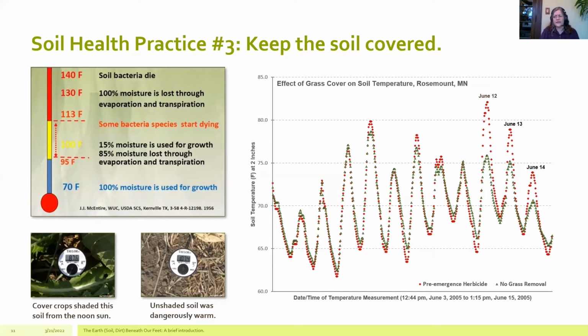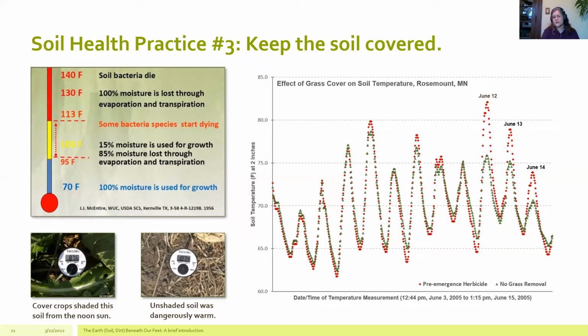If you look at the right, that's one of my research cornfields down at Rosemount. I was monitoring soil temperatures so that I could model corn rootworm development of the larvae. I only cared during the period that corn rootworms might be larvae. And so I stopped in June because they hit third instar, I was done.